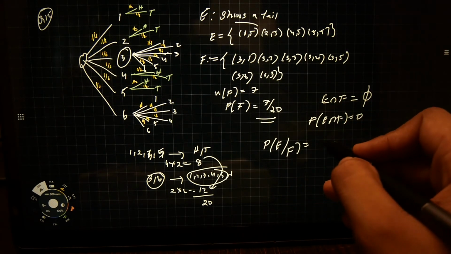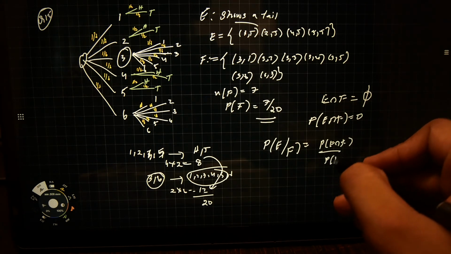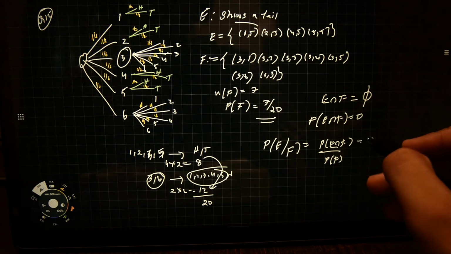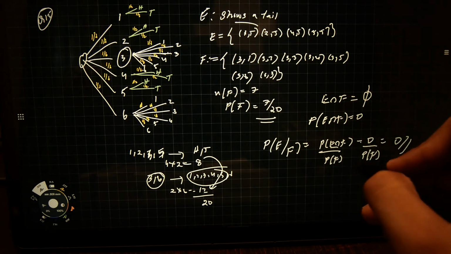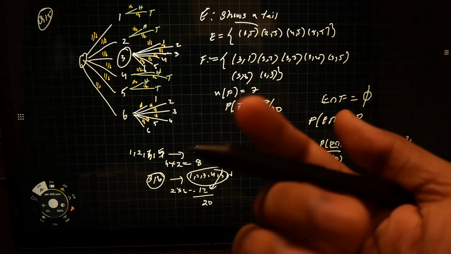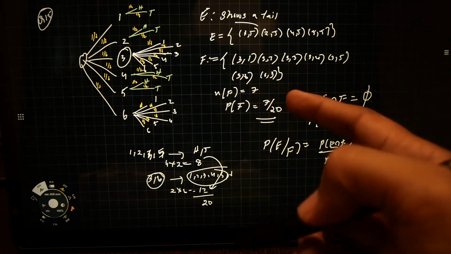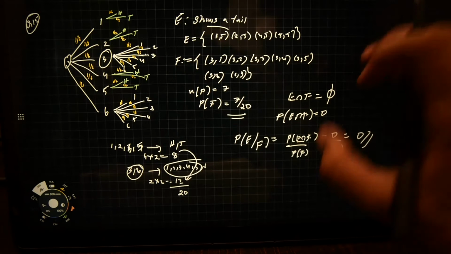Now P of E given F is P of E intersection F divided by P of F. That is 0 by 7 by 20. Never mind. So there is no such possibility where you can get a coin that shows tail and it shows 3 also. Okay, so I hope this is clear.